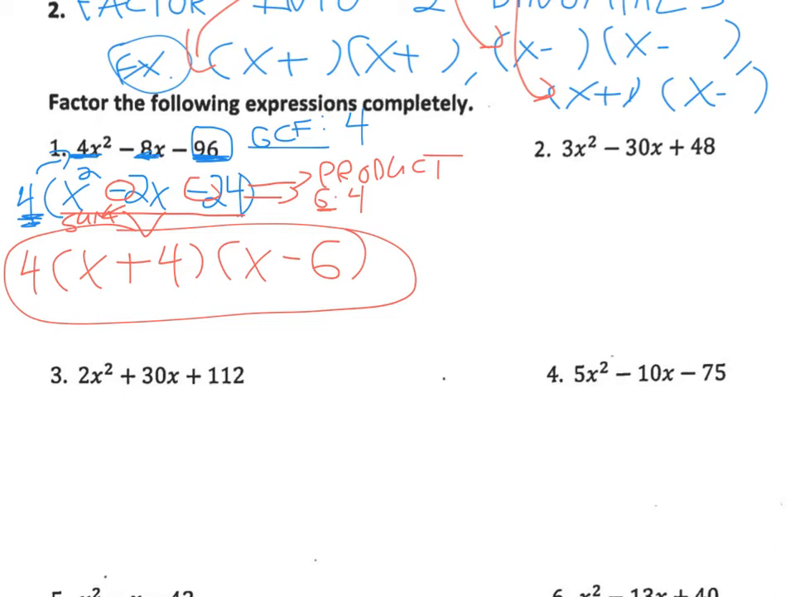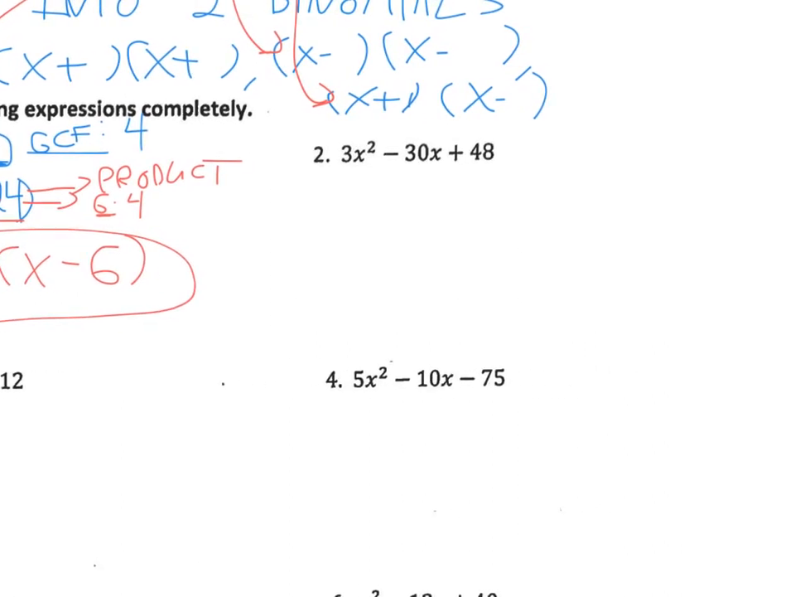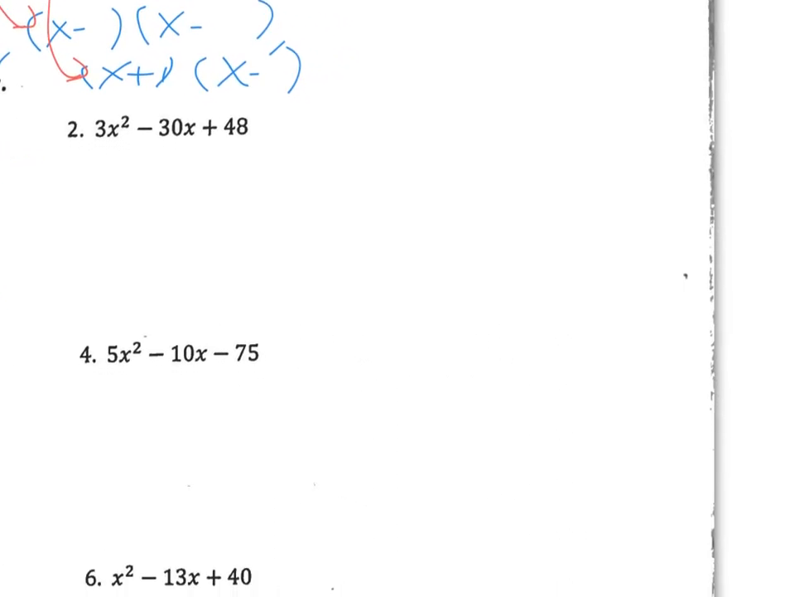Let's move to number 2. So for number 2, let's slide it over. Okay, we're looking at those numbers now. 3, the 30, and the 48. And we're asking ourselves, what's the biggest number that goes into these? Again, if I start with this 3, I know 3 goes into this 30, and 3 also goes into 48. So the GCF here is 3.